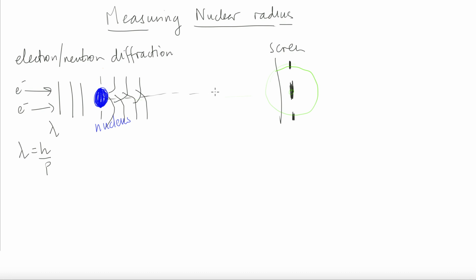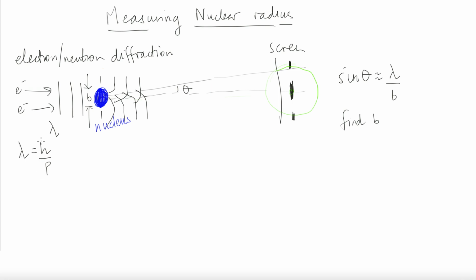And by measuring the angle to the first diffraction minimum, we can use the fact that sine theta is approximately equal to lambda over b, where b is the size of the obstacle, in this case the diameter of the nucleus, in order to find b. So let's have an example.